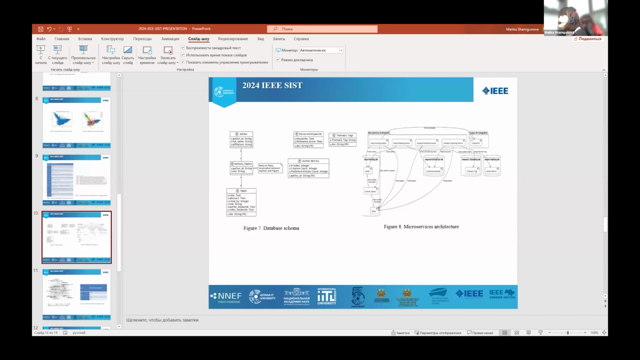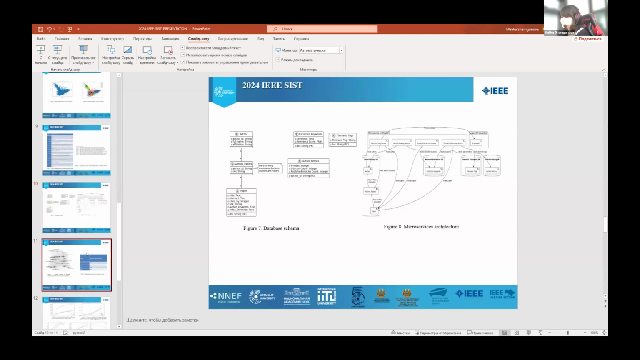The next one is the database schema and microservices architecture. We can see that we are using the Scopus API to retrieve these abstracts. We fetch the data and store it in the table. Then we have a thematic clustering. We have the thematic tags, which are generated through the k-means algorithm. But before that, the abstracts are pre-processed, and only after this step are they fed to the clustering algorithm.